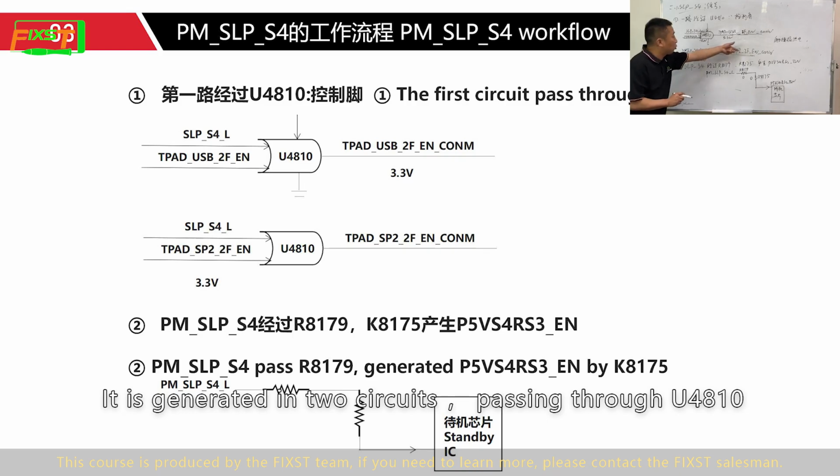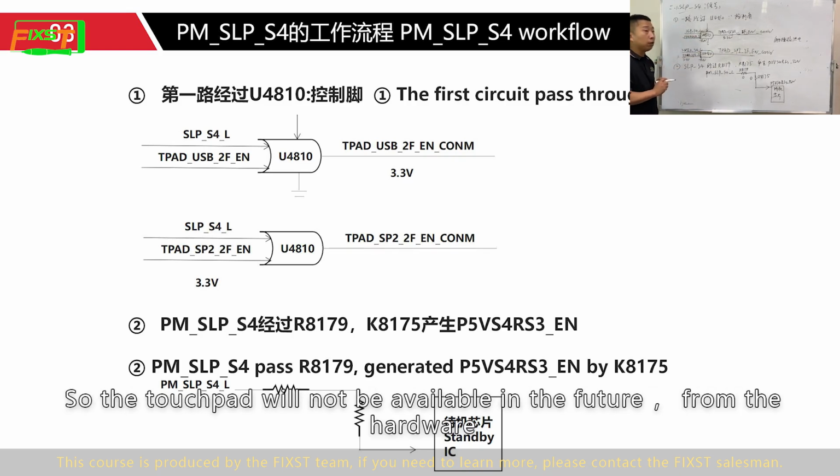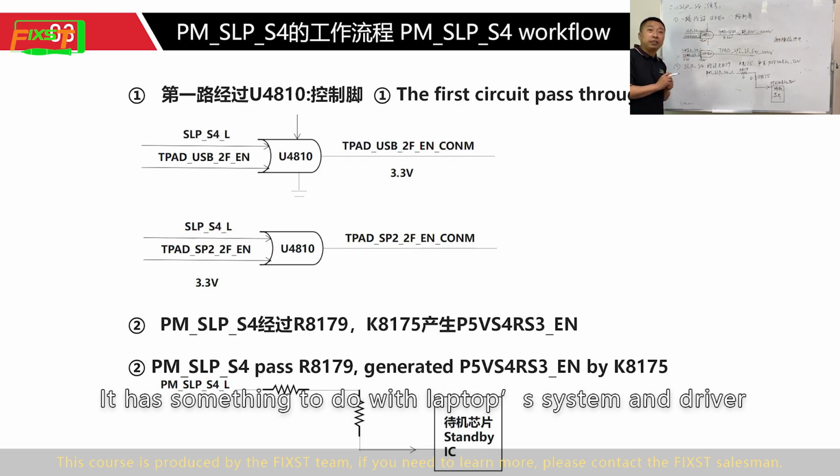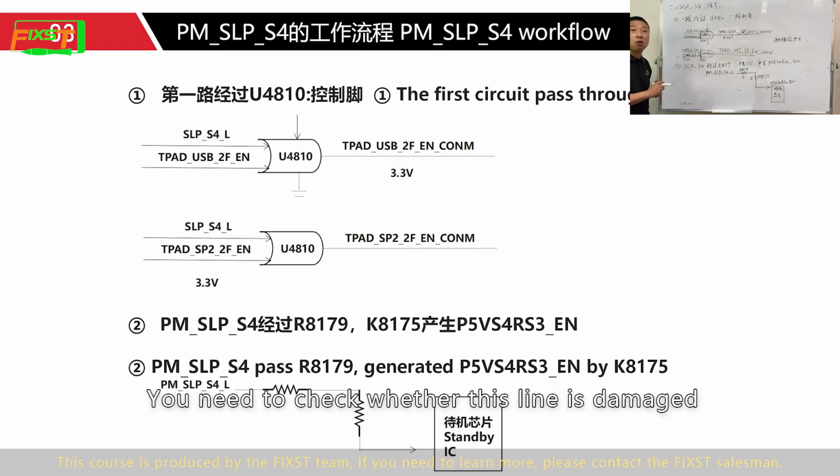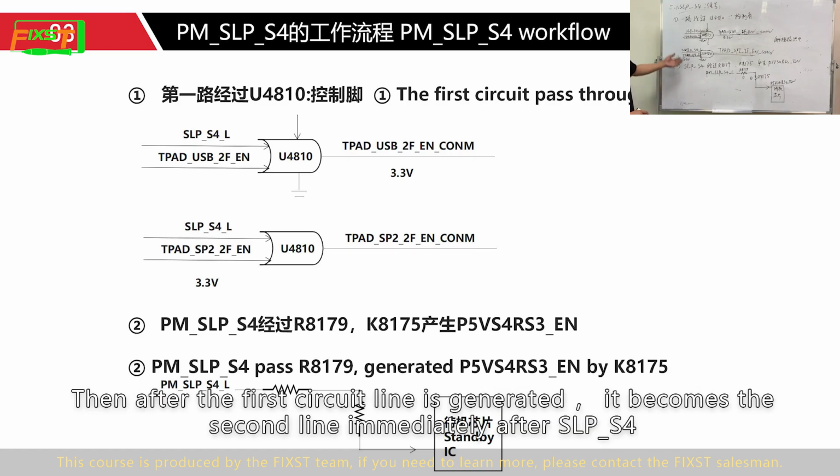It is generated in 2 circuits, passing through U4A10, so if the touchpad is not available, it is not only from the hardware. It has something to do with the laptop system and driver. If the software is excluded and the touchpad still cannot be used, you need to check whether this line is damaged. Then after the first circuit line is generated, it becomes the second line immediately after SLP S4.